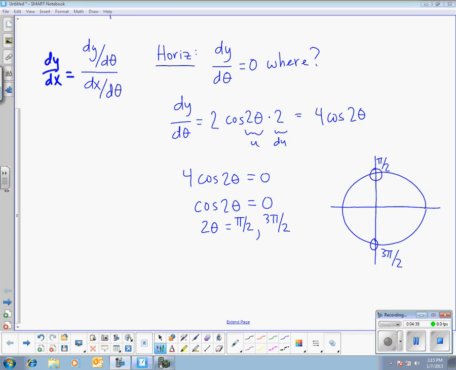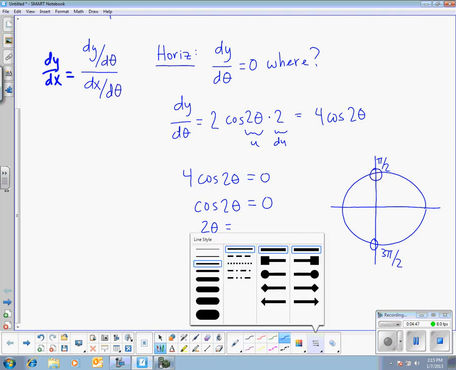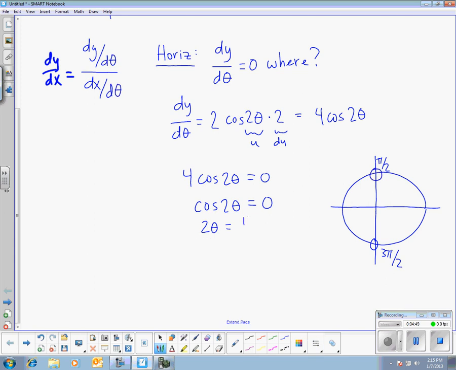Just to make sure I don't miss any, because sometimes when you have your theta multiplied, you can miss answers. So I'm going to express this instead as pi over 2 plus pi n, just to be safe, because that gives pi over 2, 3 pi over 2, 5 pi over 2, 7 pi over 2, and so on.